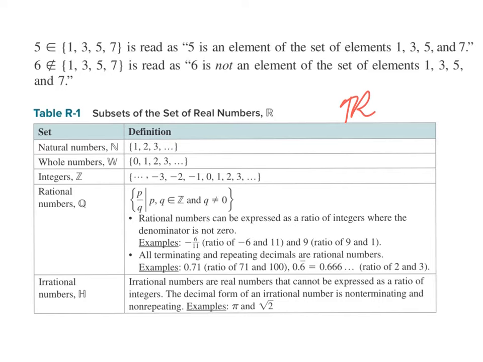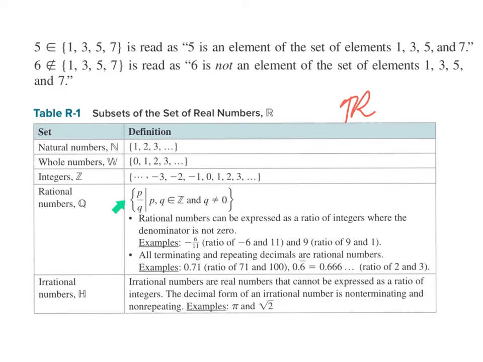Okay? Integers, we use a Z. And integers are negatives and positives. Again, still no fractions, no decimals. It's when we get to rational numbers, Q, that we start looking at fractions and decimals. Okay? There's a bunch of examples here.